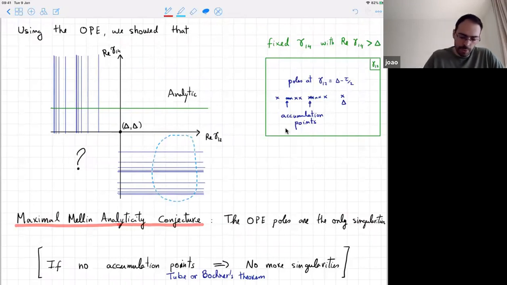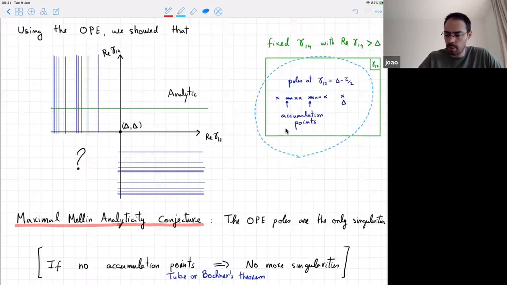And you see the OPE pole, so when you take a cut, you see this complex plane. So at fixed gamma 1,4, you would see this structure in the gamma 1,2 complex plane with an infinite series of poles accumulating at the double twist, or actually at all twist accumulation points.